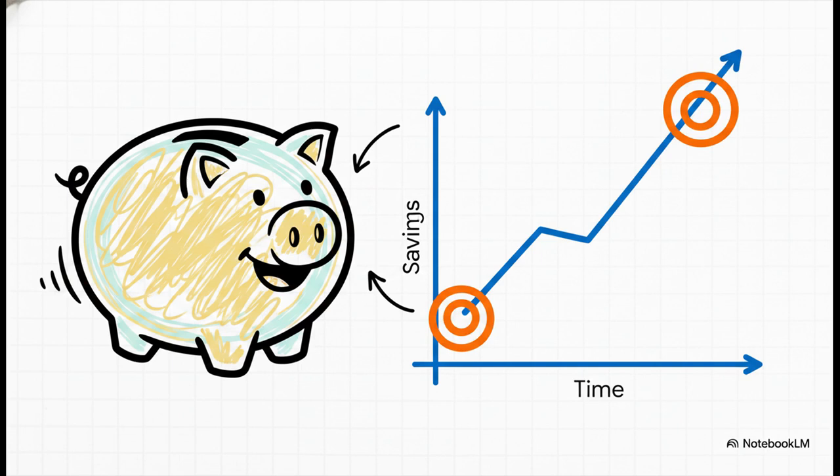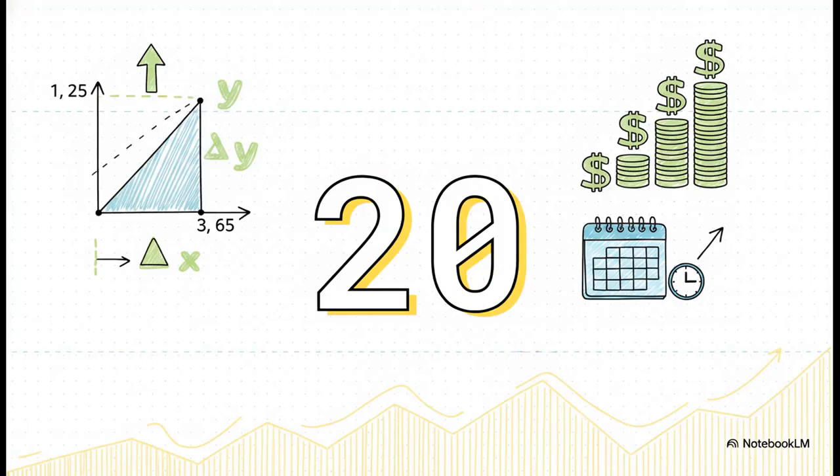Let's say at month 1, we've got $25 saved. That's point (1, 25). By month 3, we're up to $65. Point (3, 65). Okay, let's find the slope. Change in y: 65 minus 25 is 40. Change in x: 3 minus 1 is 2. 40 divided by 2 gives us a slope of 20.